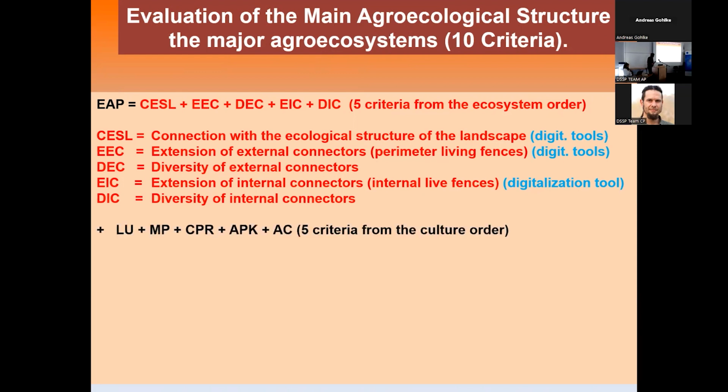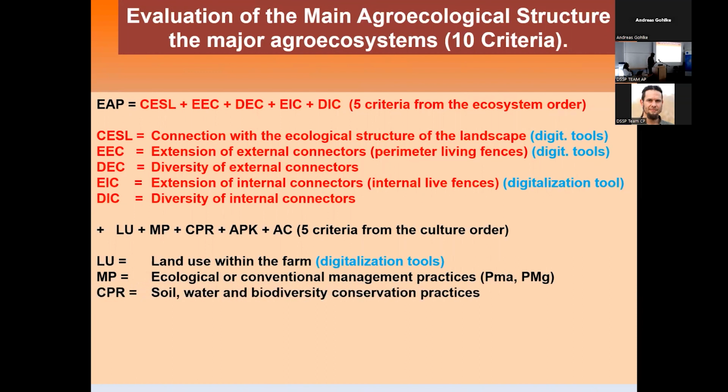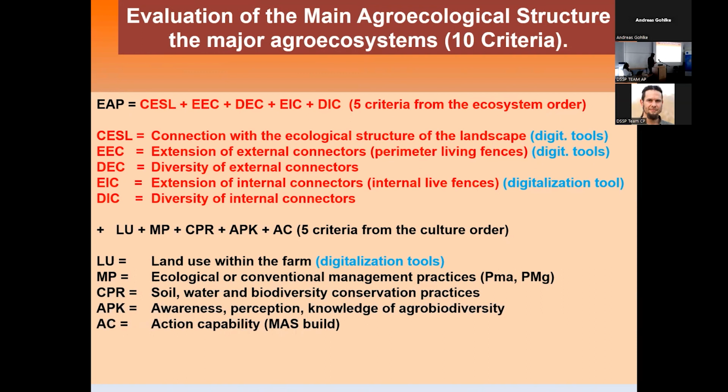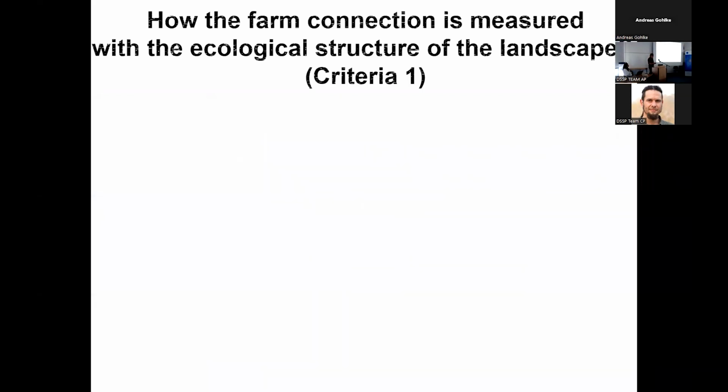But we have the other 5 criteria from the cultural order. It means the land use within the farm, ecological or conventional management practices, soil, water, and biodiversity conservation practices, awareness, perception, knowledge of agrobiodiversity, and action capability. There is a table for the interpretation of this index. And how the farm connection is measured with the ecological structure of the landscape.